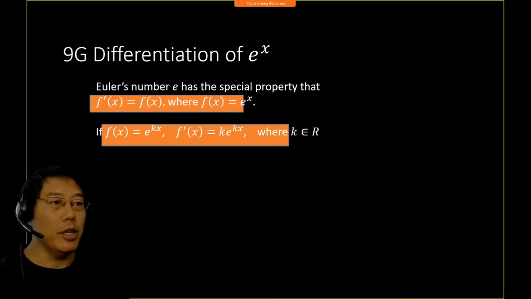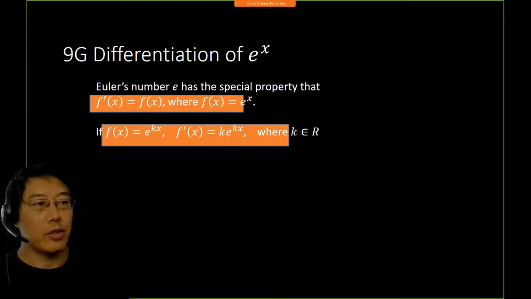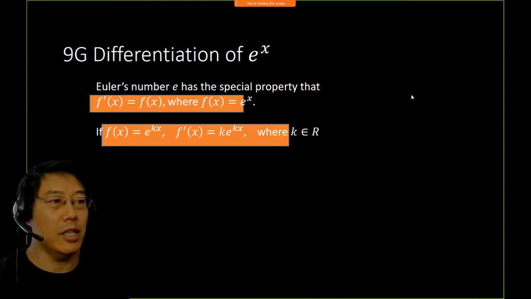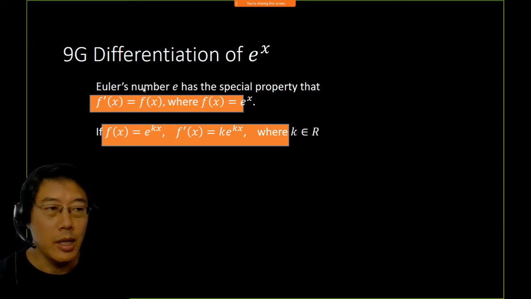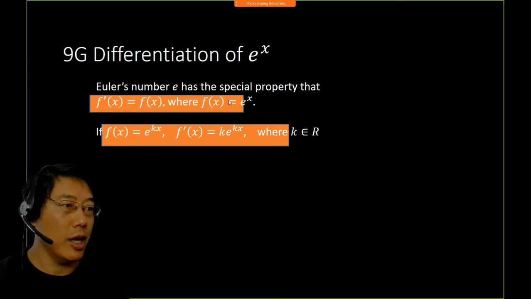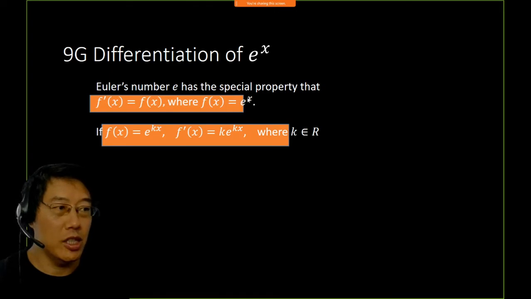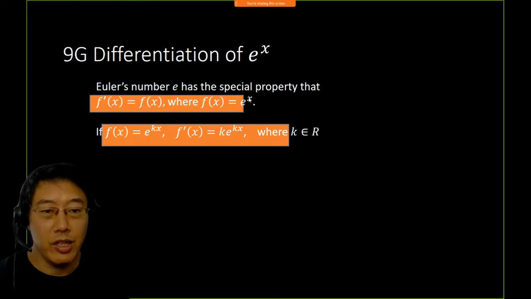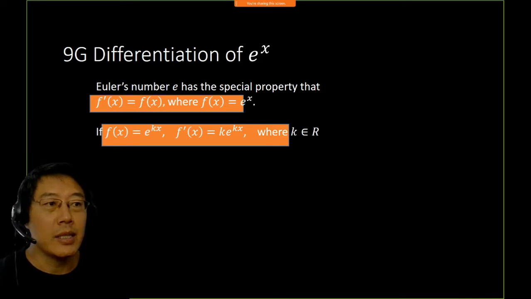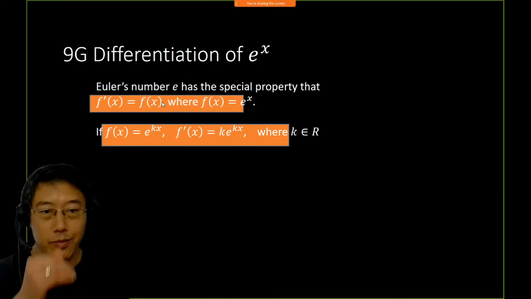Okay, with the derivative of e of x, e is what we call Euler's number. It's a constant, about 2.71. Now the special property is, when you have the function e of x, its derivative is exactly the same. So the derivative of e of x is the same as its original function.